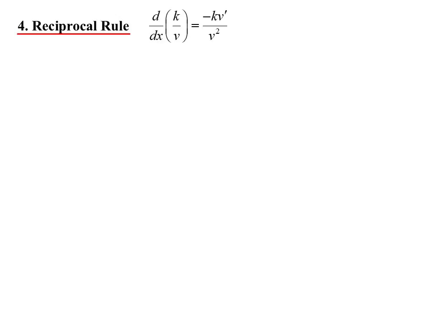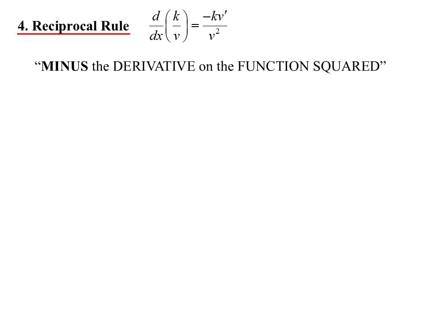Now for the fourth rule, a rule that you don't see anywhere. Reciprocal. This can save us time. It's for the specific case, it sort of is the quotient rule, but a really modified one for the specific case where the top of the fraction is a constant number. And when I would do that, it's simply minus the derivative on the function squared. That's all it is. Minus the derivative on the function squared.